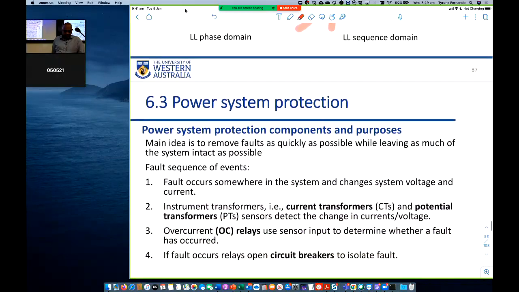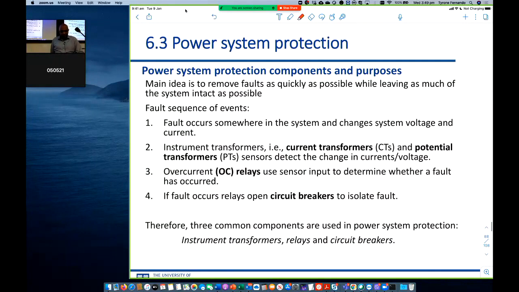Okay, so I'm going to talk about power system protection, right? Protecting power components in a power system. Power system protection components and purposes. The main idea is to remove faults as quickly as possible while leaving as much of the system intact as possible. So if there is a fault, we want to remove the fault, but we want to keep most of the network operating. Makes sense. So, fault sequence of events: a fault occurs somewhere in the system and changes the system voltages and currents because of the fault.